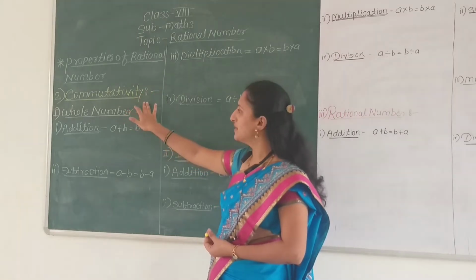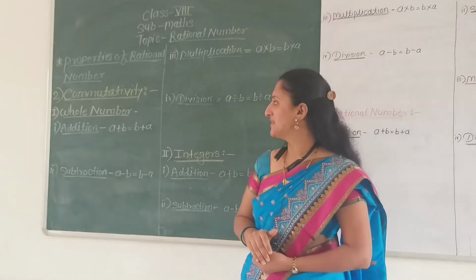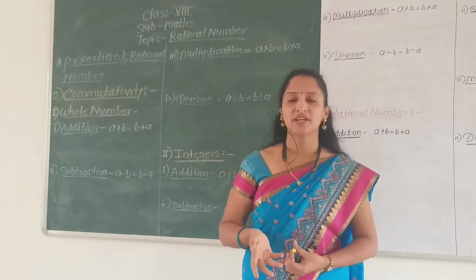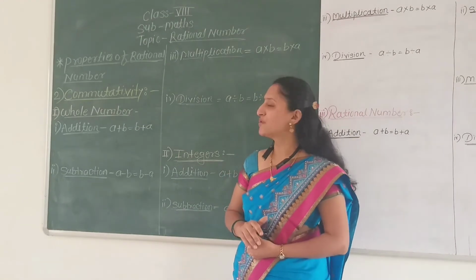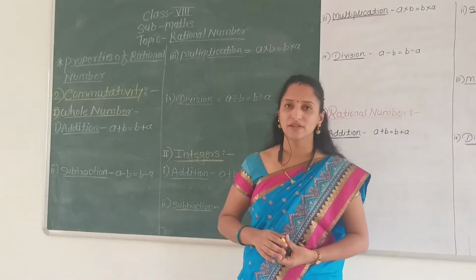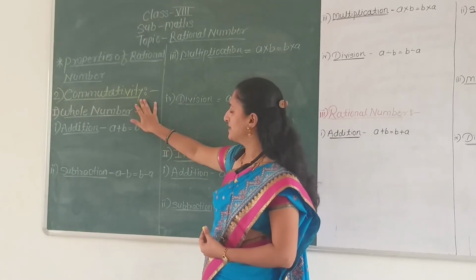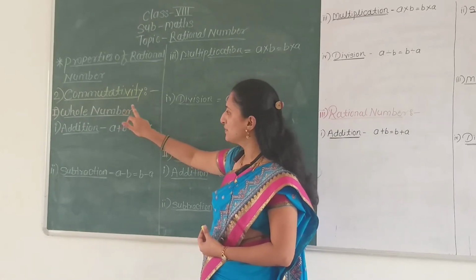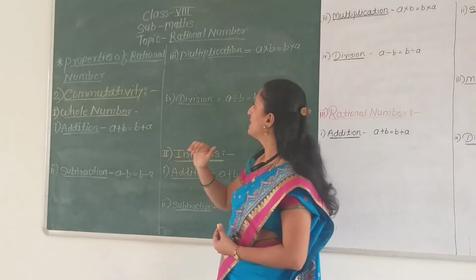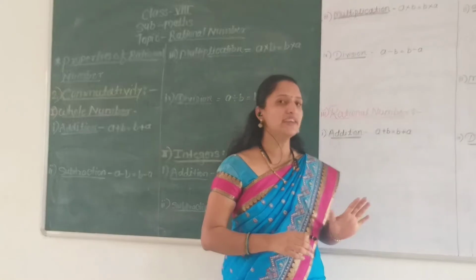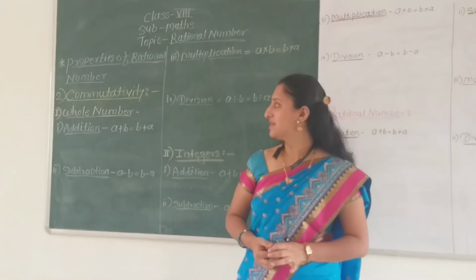Now this commutativity property says that while solving an equation, if we change the places of values, then this does not affect our answer. We have to check this property, commutativity, with respect to whole numbers, integers and rational numbers. So we see one by one here.